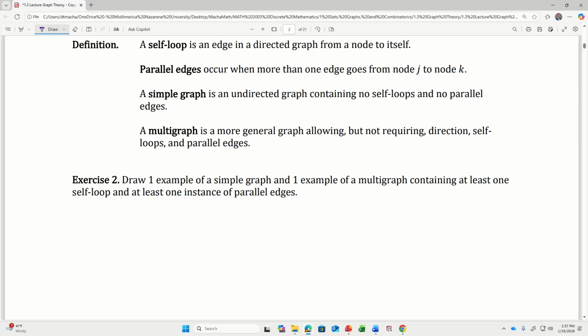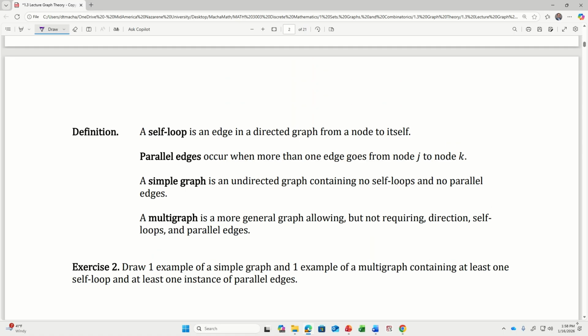But there's a lot of vocabulary terms that go with graph theory. A self-loop is an edge in a directed graph from a node to itself. Parallel edges occur when more than one edge goes from one node to another. So I'll draw you a graph. Let's say this is a directed graph.